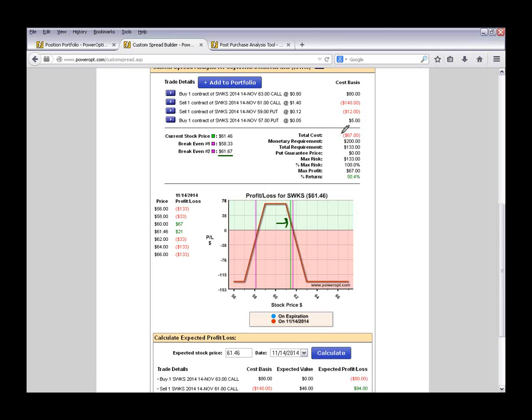All right, so we took in an extra 7 cents now, so we increased this to 67 cents. So if the stock stays where it is at 61.46, we still have a 20-cent profit.